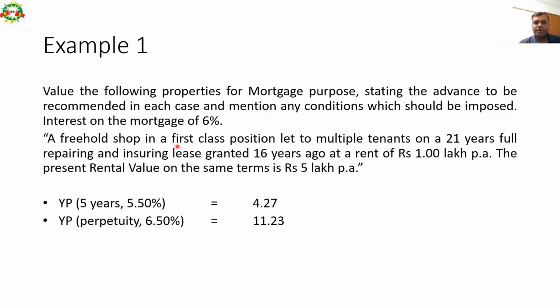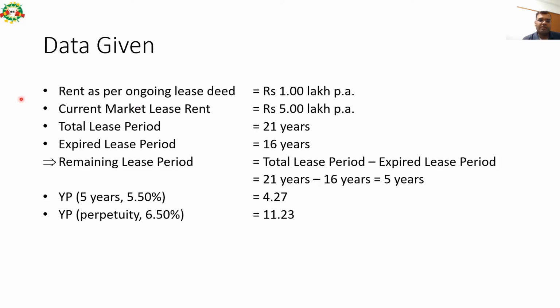A freehold shop in a first class position let to multiple tenants on a 21 years full repairing and insuring lease granted 16 years ago at a rent of 1 lakh rupees per annum. The present rental value of the same property on the same terms is 5 lakh rupees per annum. Year purchase 5 years at 5.5% capitalization rate is given as 4.27, and YP in perpetuity at a capitalization rate of 6.5% is equal to 11.23. So this is the data given in the question.